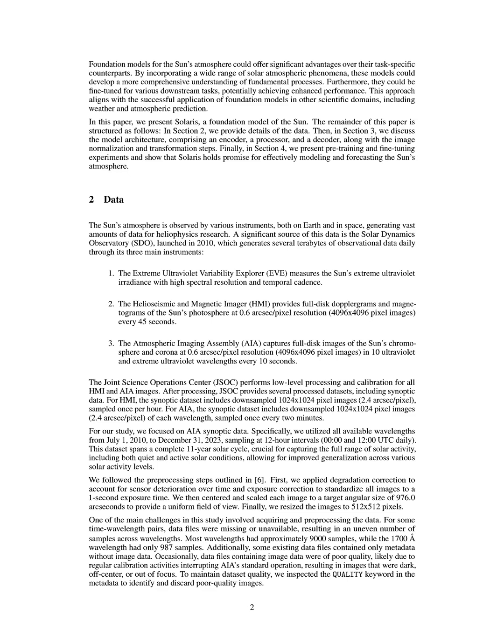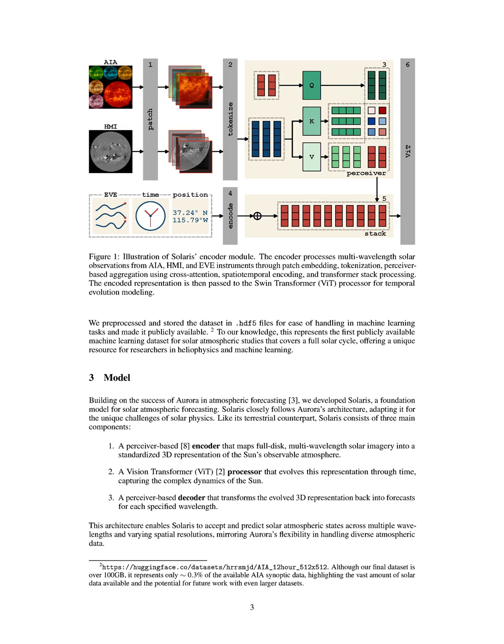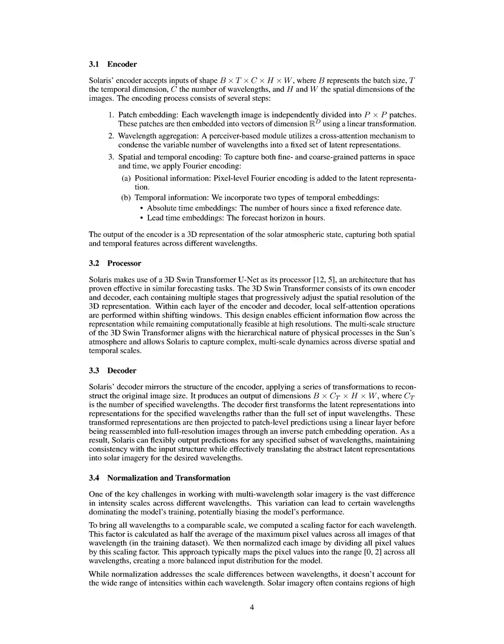The Solaris model processes and forecasts solar atmospheric states through a structured pipeline involving several key algorithm steps. First, it ingests multi-wavelength solar imagery, where each image is divided into patches and embedded into vectors, creating a standardized 3D representation of the Sun's atmosphere. Next, a 3D SWIN transformer U-net processes this representation, capturing complex dynamics over time through local self-attention operations.